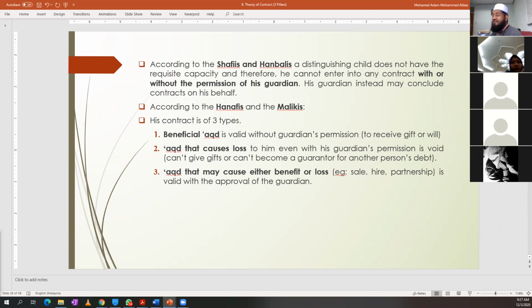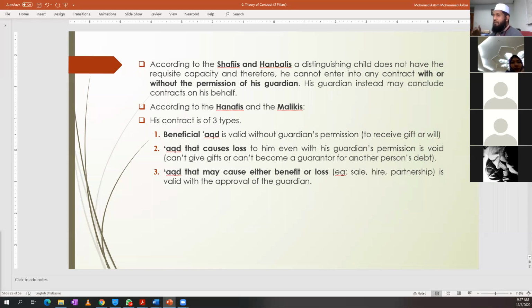Number three, the third classification that we're going to talk about: any transaction that may cause either benefit or loss. It's like a sale or a hire or partnership. It's a kind of business. If there's any business, you can do it if you are a Sabi al-Mumayyiz, but you need the approval of the guardian, because the guardian is more mature than you. The guardian will tell you, this business you can do, this hiring you can do, this partnership you can do, because he will see what is good for that Sabi al-Mumayyiz.